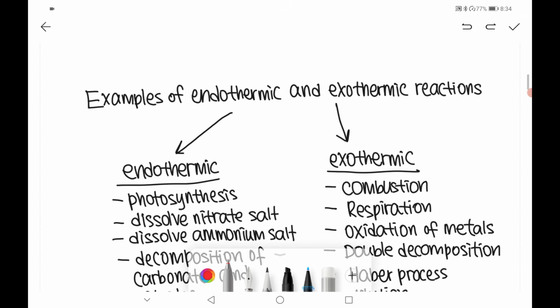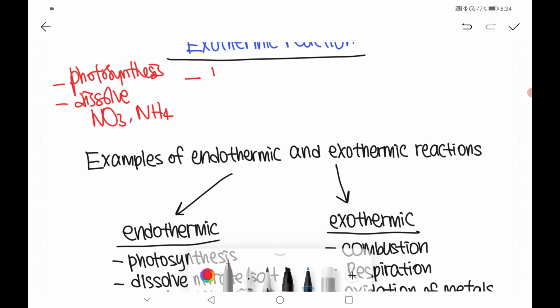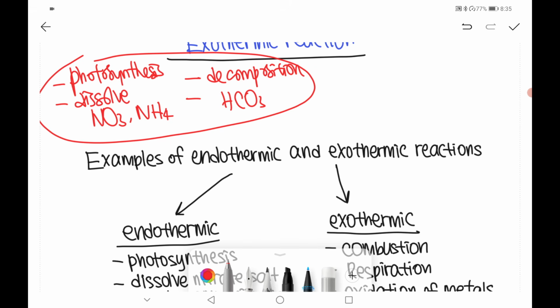Alright, so I teach you how to memorize. The first one is photosynthesis. The second one is when you want to dissolve nitrate and you want to dissolve ammonium. Number 3, decomposition. Decomposition means you want to break down the chemical substance by heat. Number 4 is hydrogen carbonate. So these are the examples for the endothermic that you need to memorize if you want to memorize.